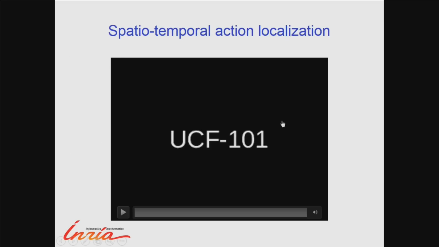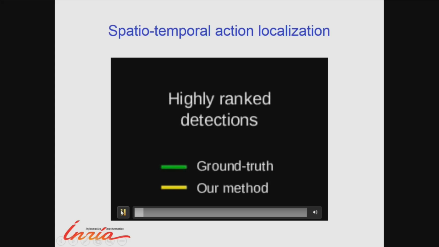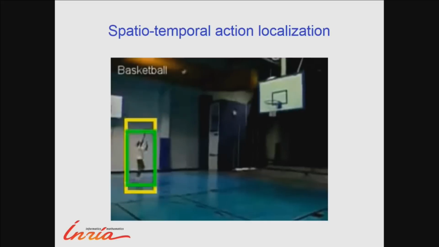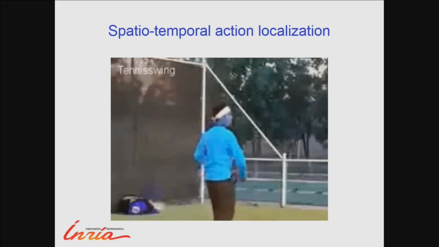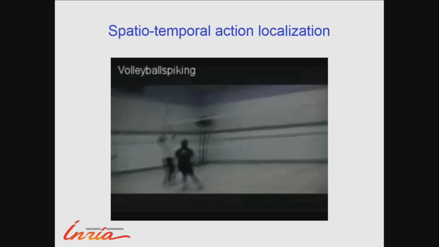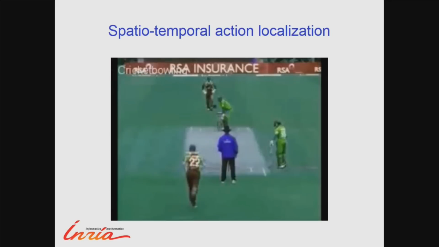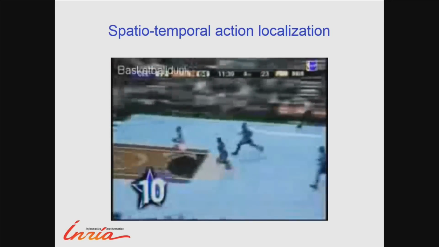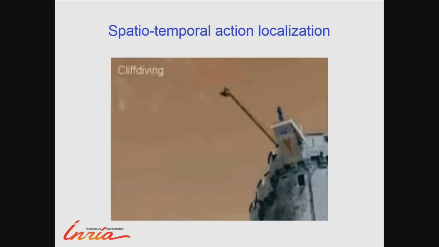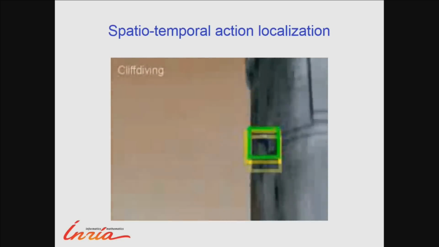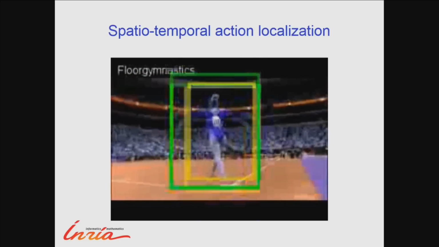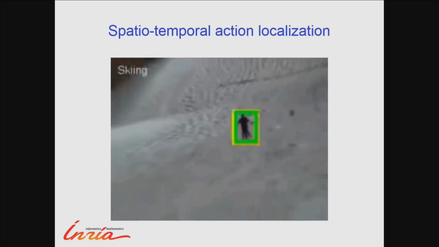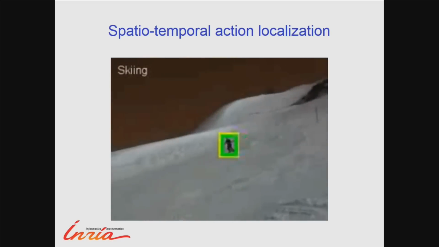And then here, an example. This is one of the state-of-the-art data sets for action localization. Here, in green, you see the ground truth, and in yellow, the detections. You can see that it's localized accurately in space and in time. It's able to handle large viewpoint changes, which is a very difficult problem for state-of-the-art trackers and detectors.